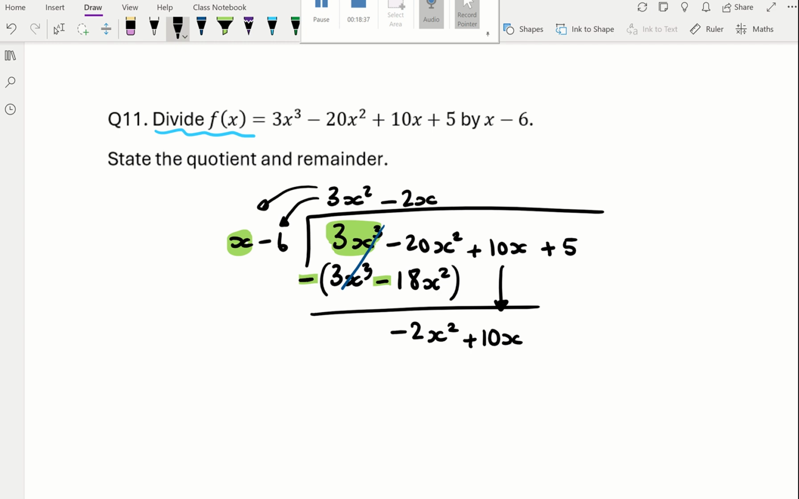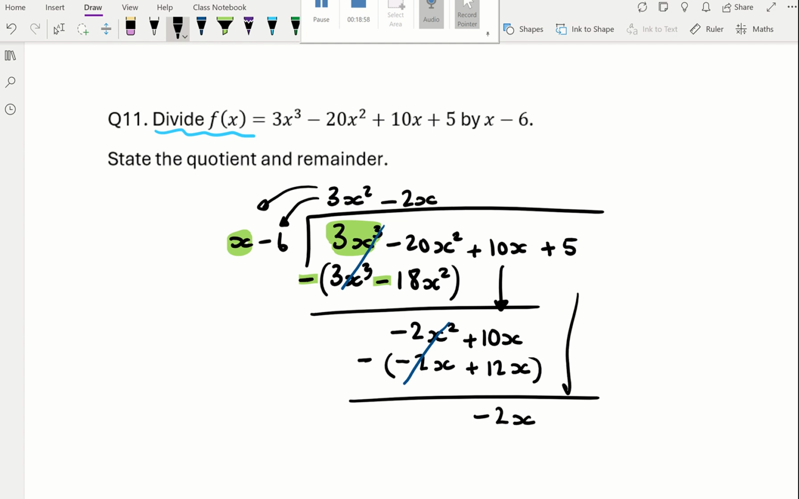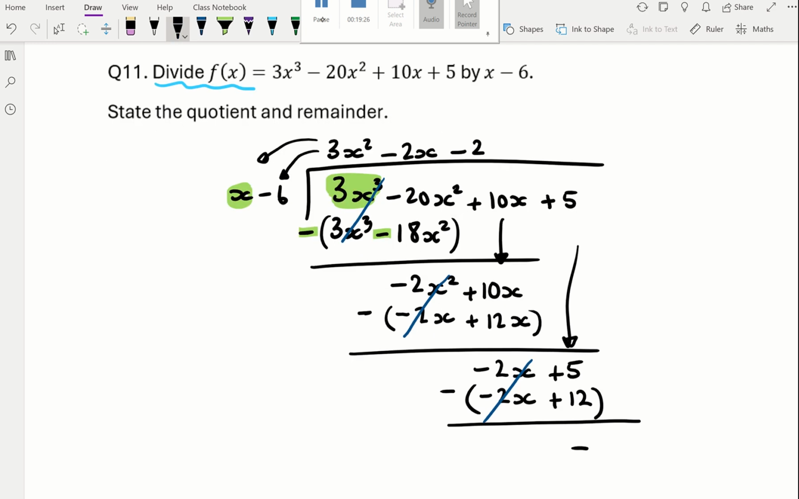Then I multiply the negative 2x back by the x. And I multiply it by the negative 6, which gives me plus 12x. I put that into brackets. I put my minus. Those are going to disappear. And then 10 minus 12 gives me negative 2x again. I'm going to bring the 5 down. What do I multiply the x by to give me negative 2x? I multiply by negative 2. Then I multiply that by x and negative 6. So negative 2 times x, negative 2x. Negative 2 times negative 6, plus 12. Put it in brackets. Put my minus. Those give me a 0. 5 minus 12 is negative 7.